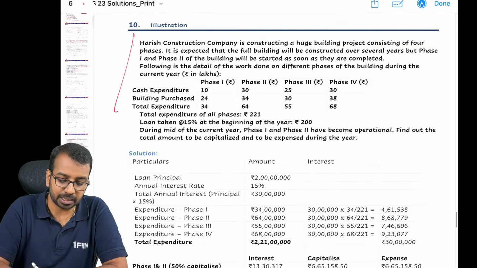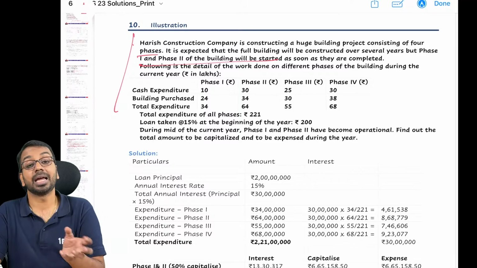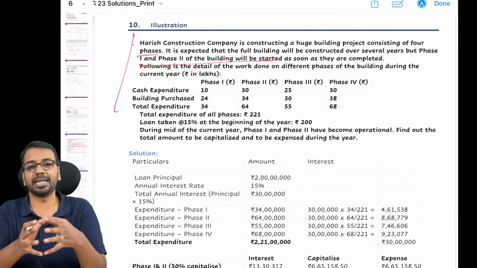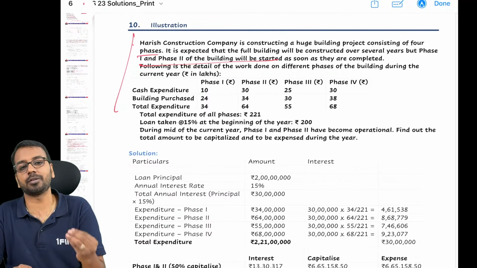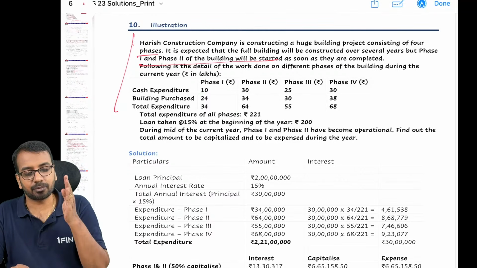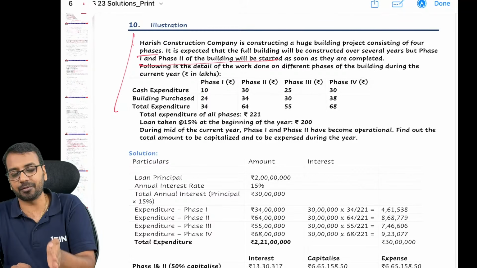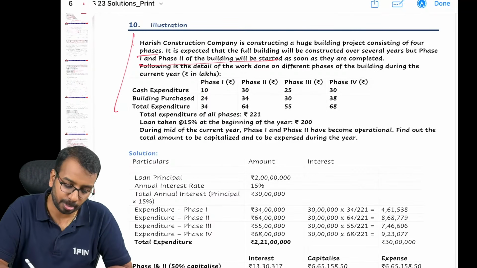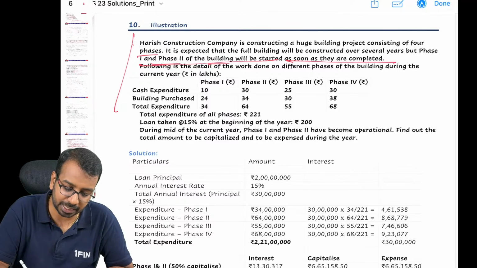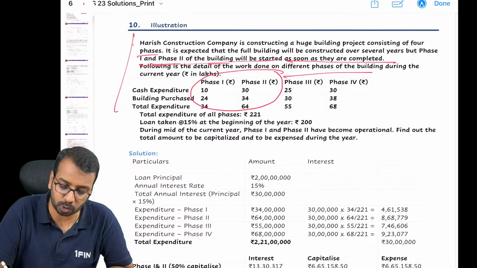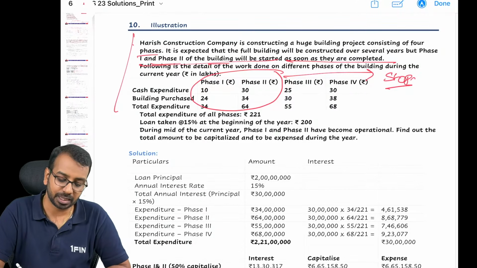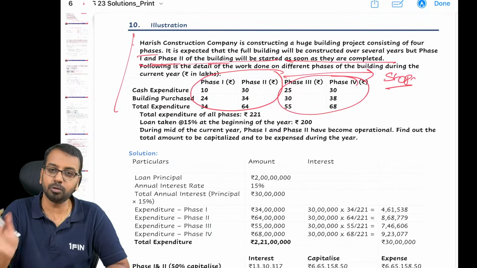This one is where there are phases. Whenever there are phases, you have to see, can I use one phase independently? If I can use one of the phases independently, then once the asset is ready for use, till that date interest will only be capitalized. So here phase 1 and phase 2, whatever is the cost, we will stop capitalization once they are ready, and on the remaining phases we will continue to capitalize.